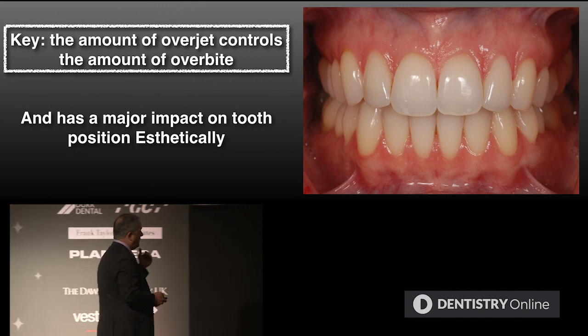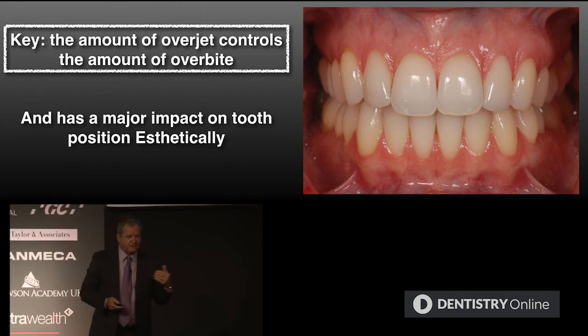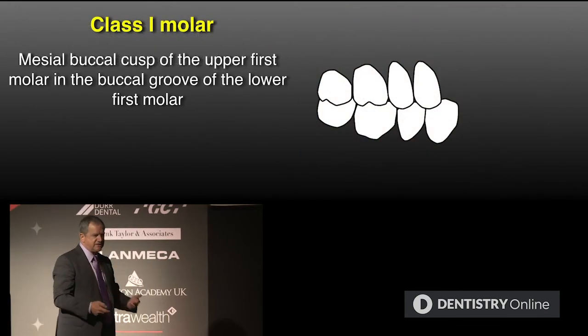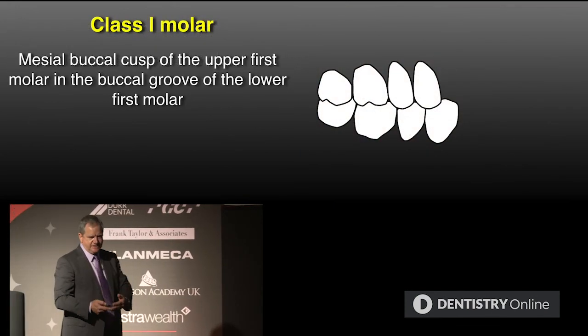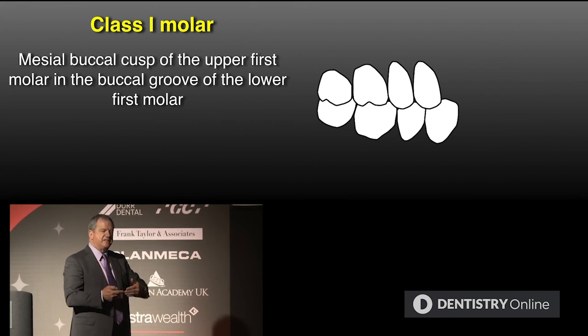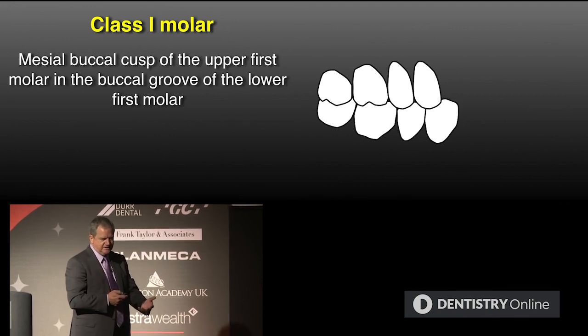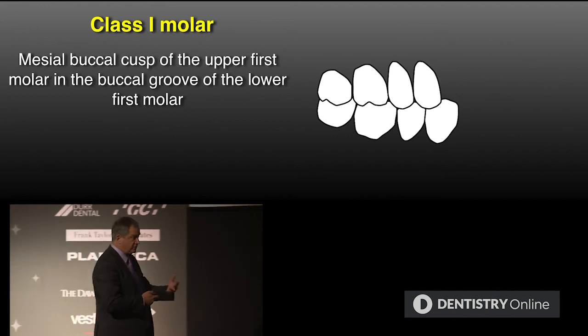And so when we start thinking about Angle's classifications of occlusion, class 1, class 2, class 3, why are they significant? Because they impact the amount of overjet. And by impacting the amount of overjet, it dramatically alters the way anterior teeth erupt and the amount of overbite you either get or don't get.